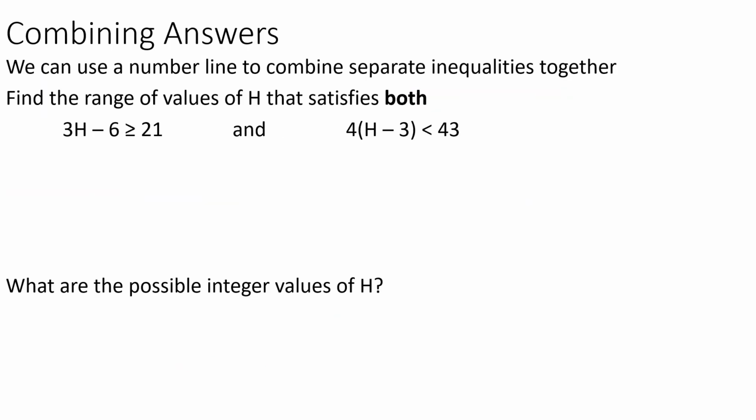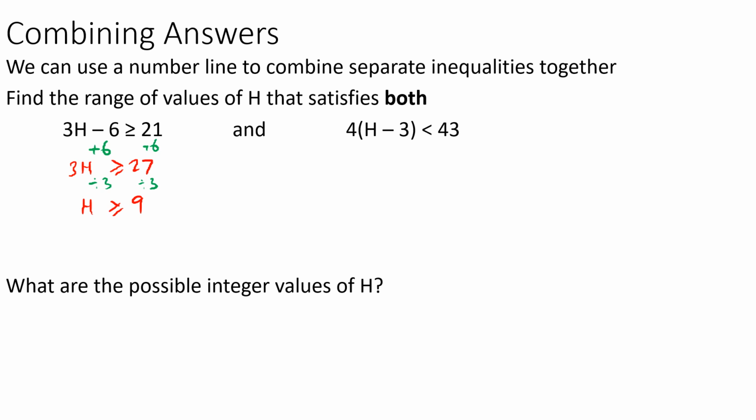Okay. Now another way they can ask this same sort of question is to ask you to combine your separate inequalities together. So we're just going to run through one example of how they could ask it in this way instead. So the question here is find the range of values of h that satisfies both these inequalities. So we're going to do the same thing as before. We are going to solve both of those inequalities first. So that would give us 3h greater than or equal to 27, divide by 3. It's going to give us h is greater than or equal to 9.